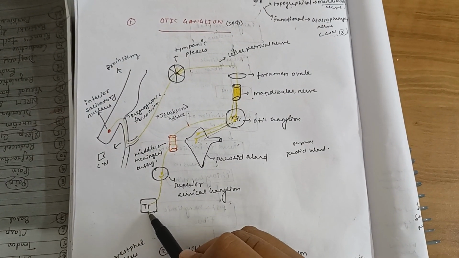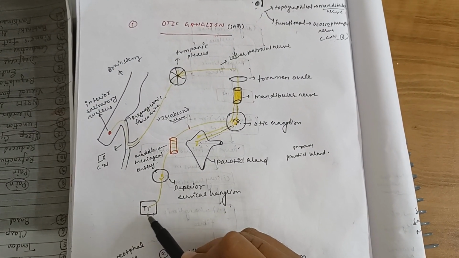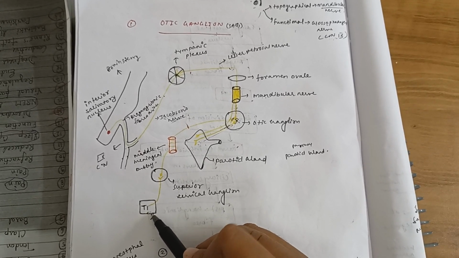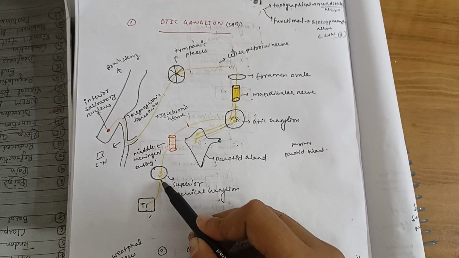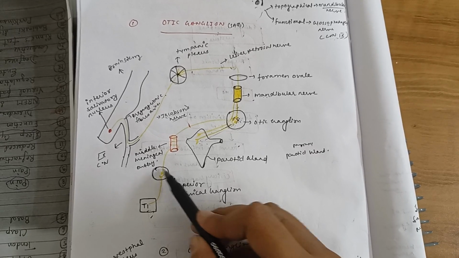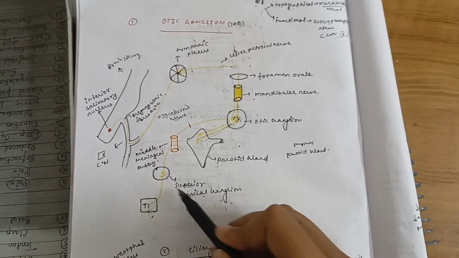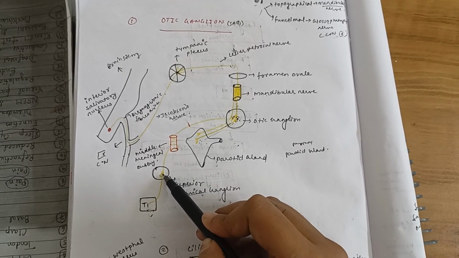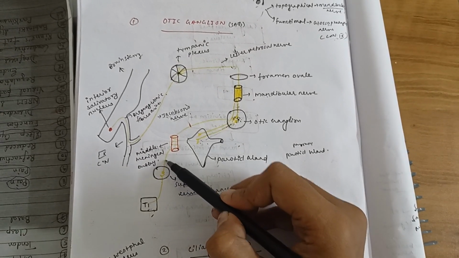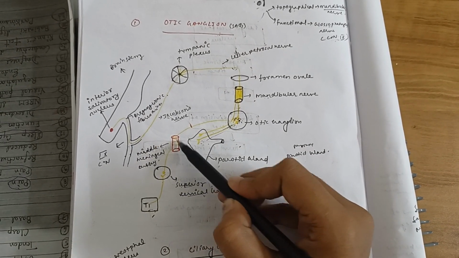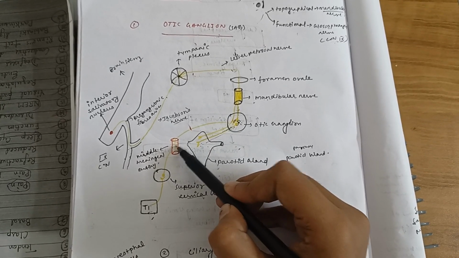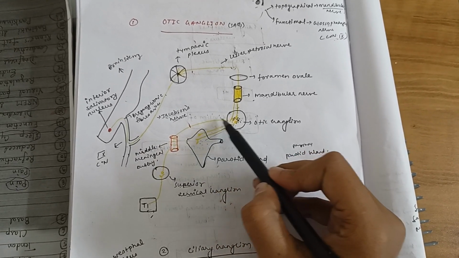So this is T1 segment of spinal cord. From here preganglionic fibers arises which relays in superior cervical ganglion. This is the ganglion for sympathetic supply. So here it relays in superior cervical ganglion, and from here it makes a plexus around middle meningeal artery. Then it goes to Otic ganglion.